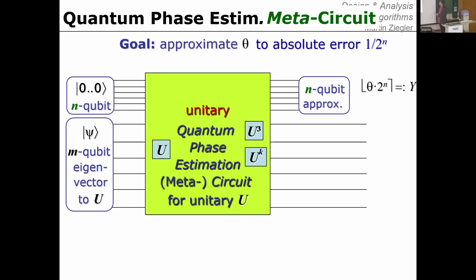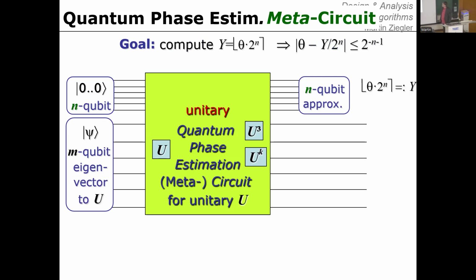And that output should be the first n bits after the binary point of theta. Theta is between 0 and 1. Mathematically, this means multiply theta by 2 to the n, shift the real number n bits to the left, then round. This here is round to nearest, right? You can round up, you can round down, and this here is round to nearest. And the result will be an integer, an n-bit integer, and that's supposed to be the output of our quantum phase estimation meta circuit, which we're currently developing.